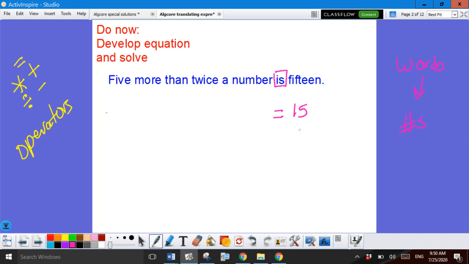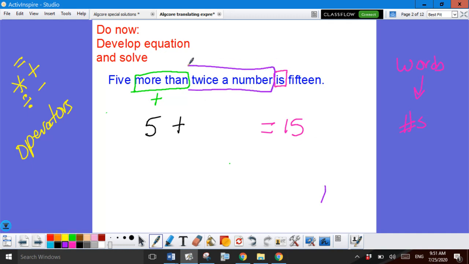Okay. Now the next one that I see that I think I know is more than. I know more than means addition. So I have 5 plus. Let me go ahead and make my equals 15 a little bigger here. All right, so now all I have to do is figure out what this part here means.